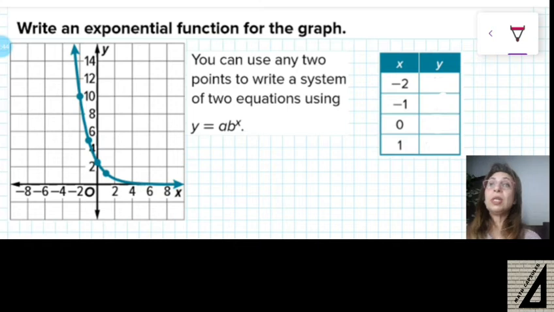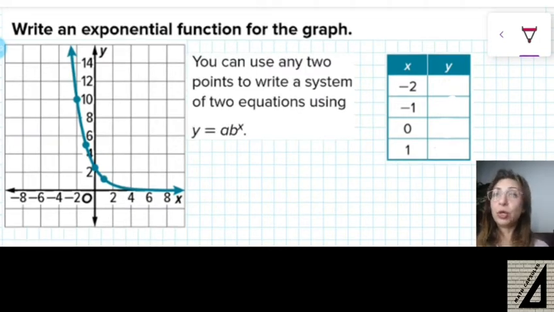Now, if you are given a table or a graph like this, you can use this graph to write the exponential function for this graph. Of course, from this graph, you can see it is exponential decay. So, of course, B will be less than 1. So, let's just check this after we finish answering. How are we going to do this?